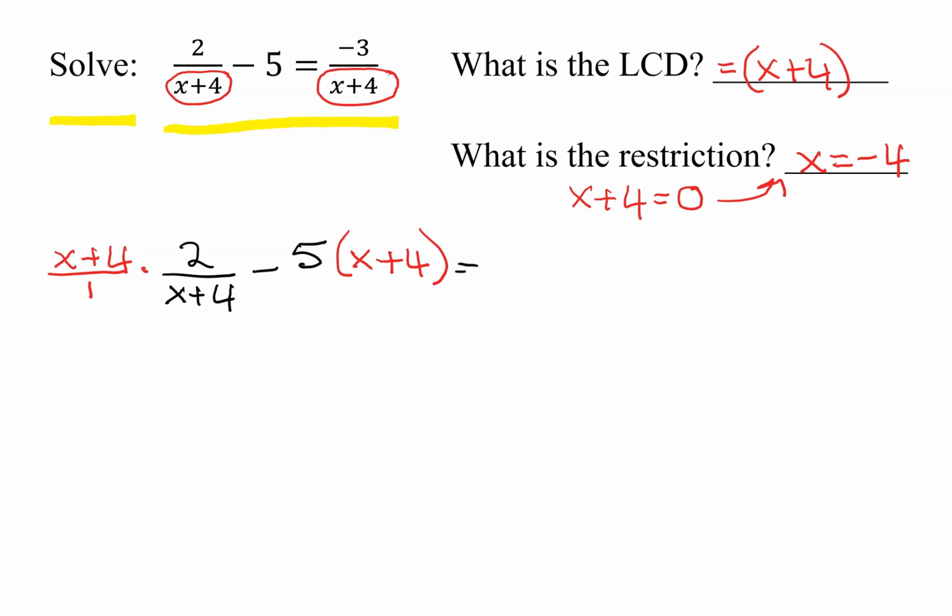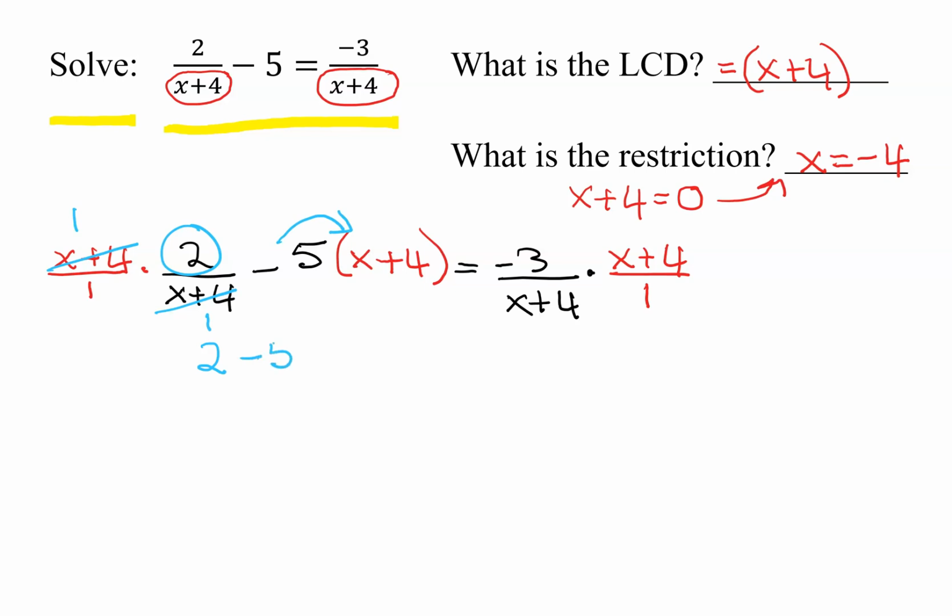And that has to equal negative 3 over x plus 4. Don't forget, times that one by the LCD too, and since it's a fraction, I'm going to multiply it by x plus 4 over 1. So now we're ready to simplify. In the first term, x plus 4 reduces, and what do I get left with? 2. In the next part, nothing reduces, so I'm going to have to distribute the negative 5.